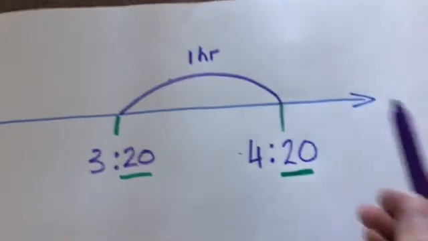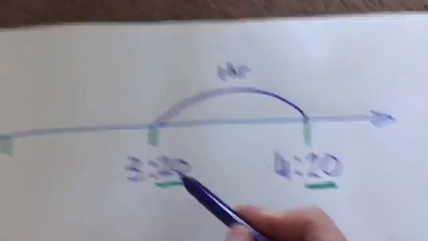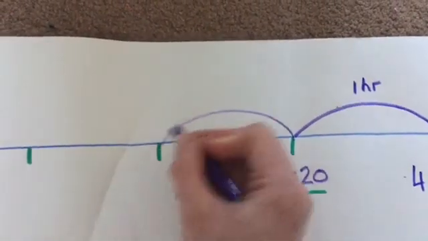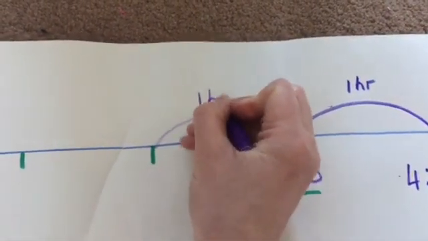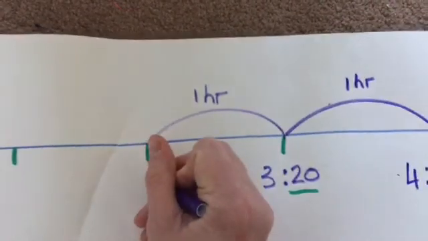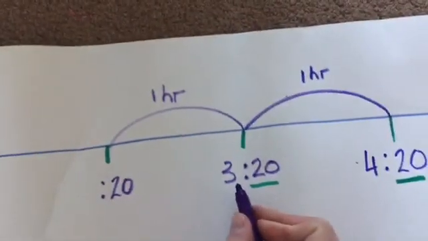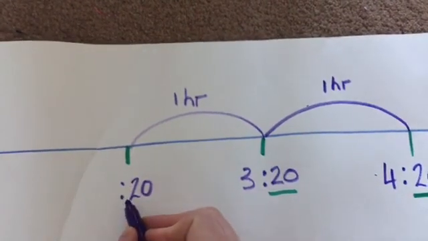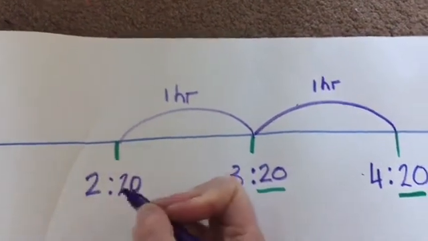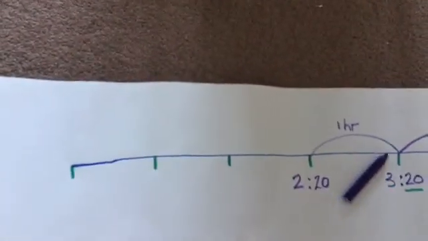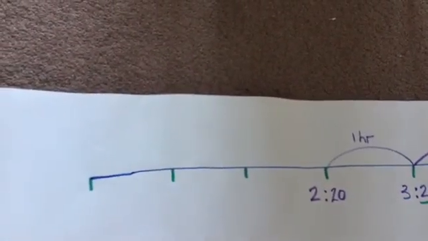So we've gone from 4:20 to 3:20. This jump's going to be the same time period. We're jumping an hour, and we know already that the minutes is not going to change. So this must be 2. Fantastic.